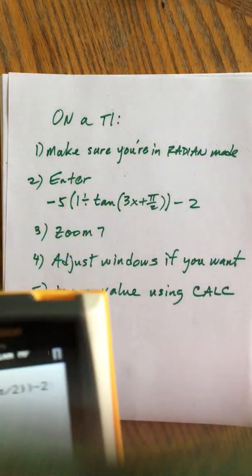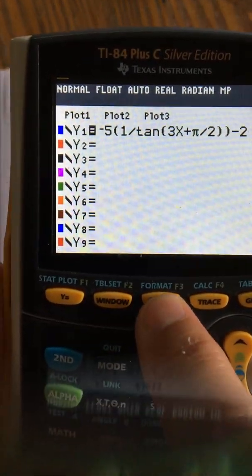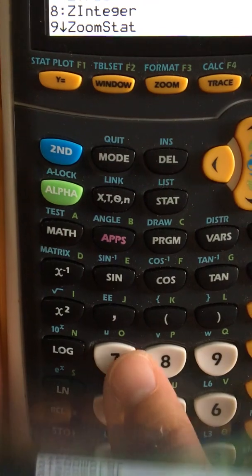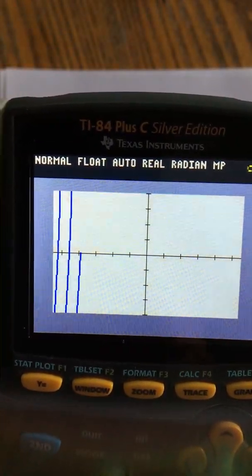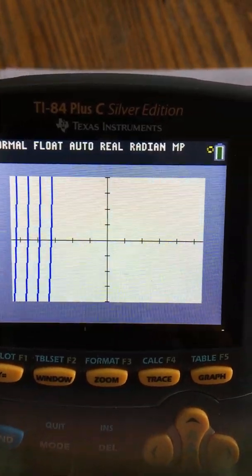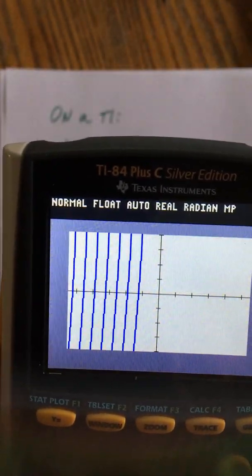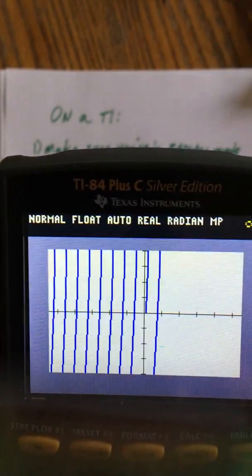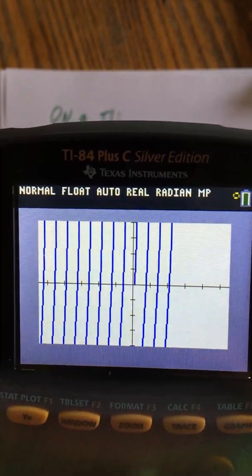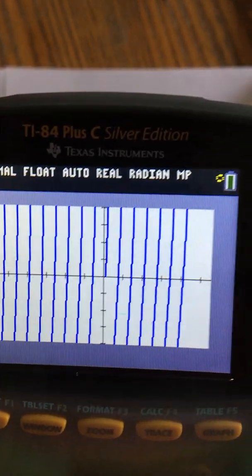It's finally in there. And if I want to look at it, I can do zoom 7. It's going to take a little while for it to plot all of it because I'm asking the calculator to do this automatically, so it's just plotting everything in there. But after this is done, I might want to zoom in on that a little bit more and change the windows. So you can change the windows if you want.